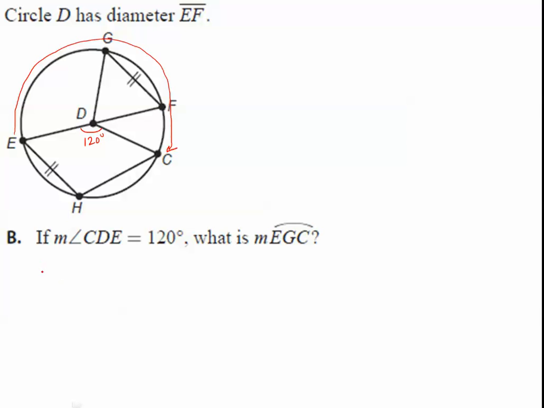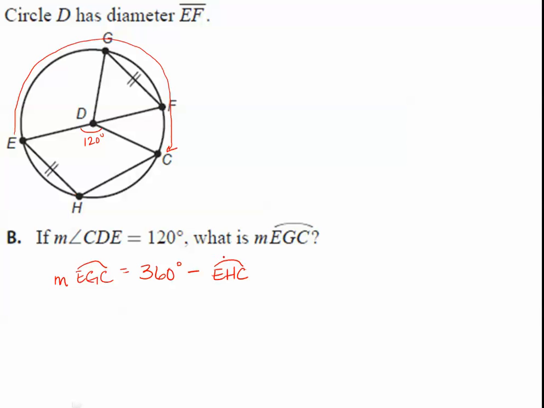Okay, if you will remember, right at the beginning of the lesson, I said that I'm going to take the measure of, I'm trying to think of who I'm putting first. EGC is going to equal 360 degrees minus the measure of arc EHC.